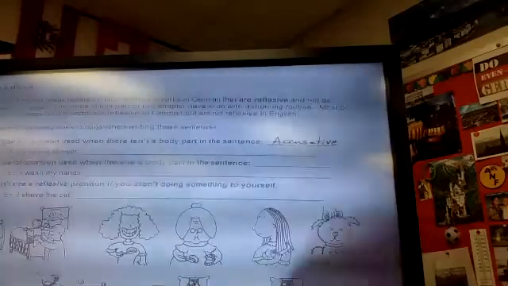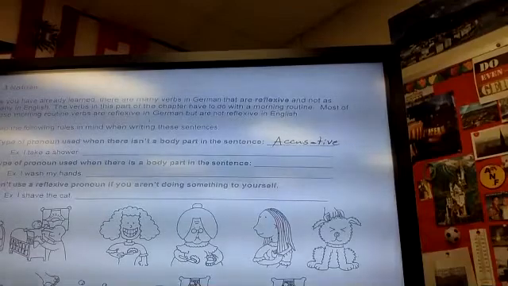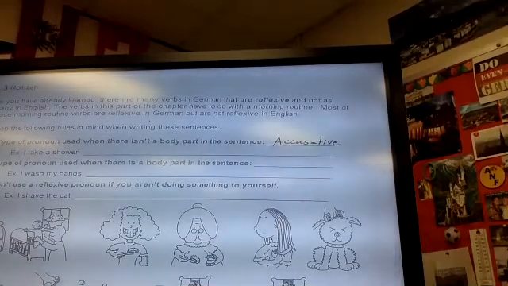Does everyone have this sheet of paper? I tried to pass it out. There you go. Sweet. All right.